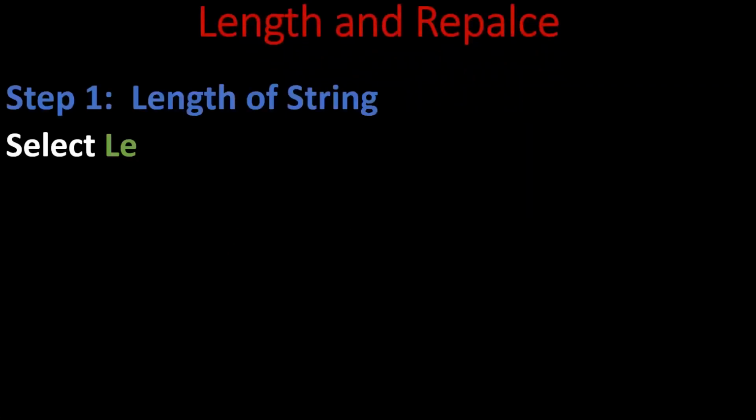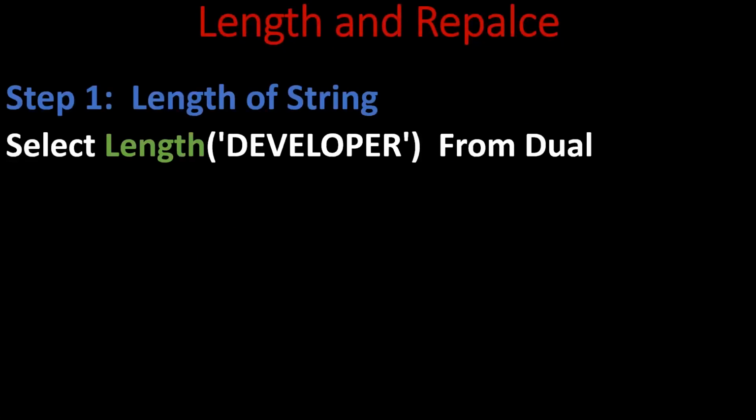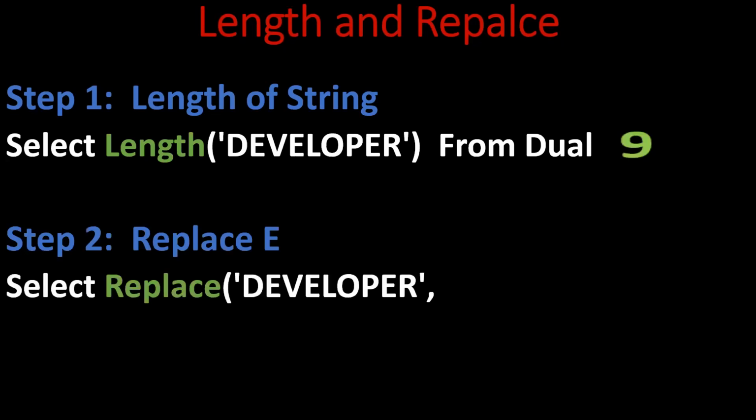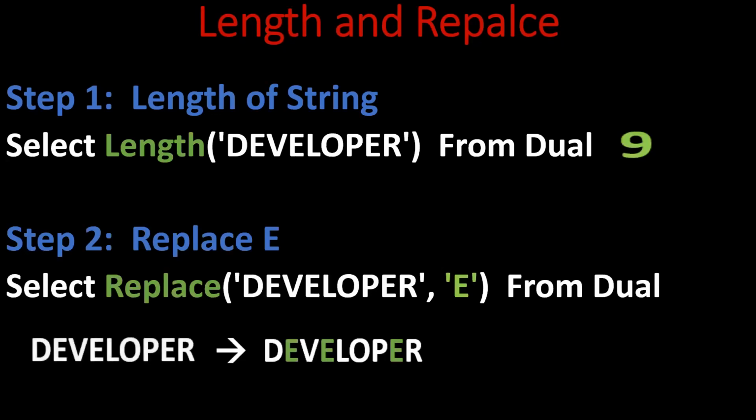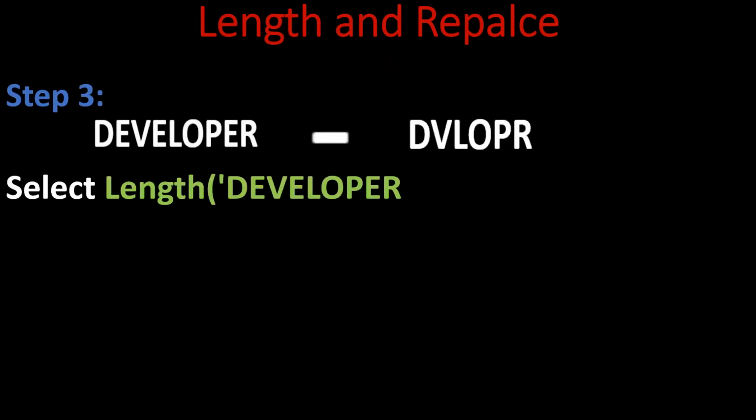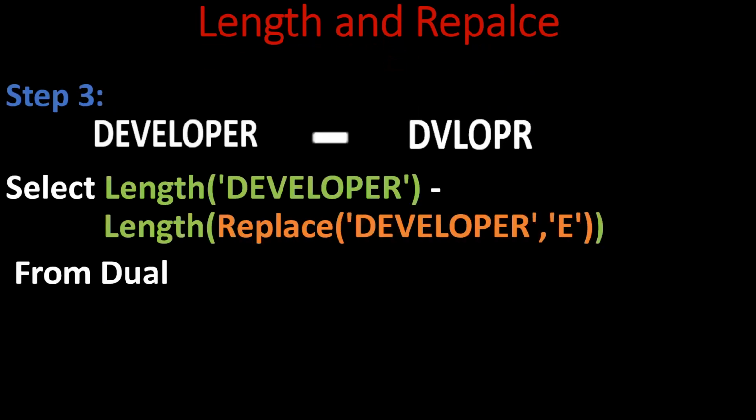Next one by using length and replace function. First of all, we need to find the length of the string. By using length function, we are able to achieve that. That is 9. Second step is to replace E. From developer, there are 3 E's. We are replacing with nothing. So output would be like this. Next step is that from developer, we need to subtract the replaced E character. So length of developer minus length of replaced developer. So output would be 9 minus 6. It would be 3.